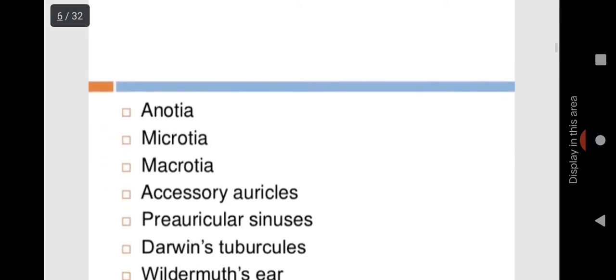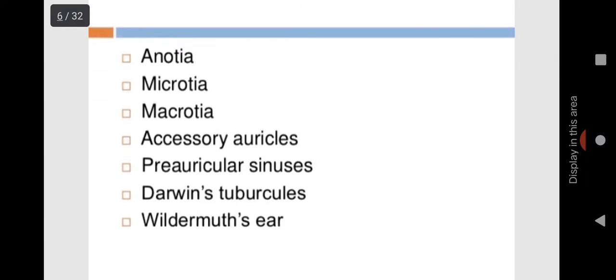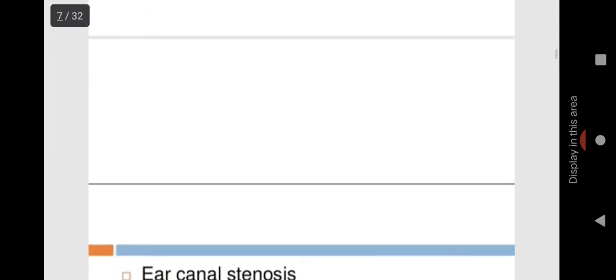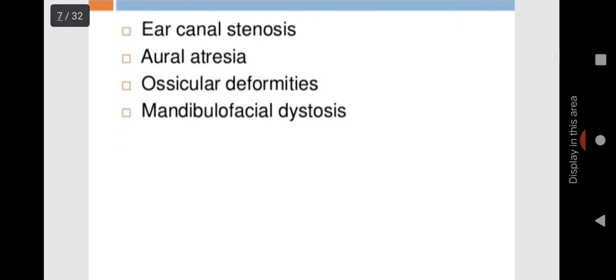Let us see what the congenital anomalies are. First one is anotia, microtia, macrotia, then accessory auricles, preauricular sinuses, Darwin's tubercles, Wildermuth's ear, then ear canal stenosis, aural atresia, ossicular deformities, and mandibulofacial dysostosis. So these are the common ear deformities. We will discuss them one by one.